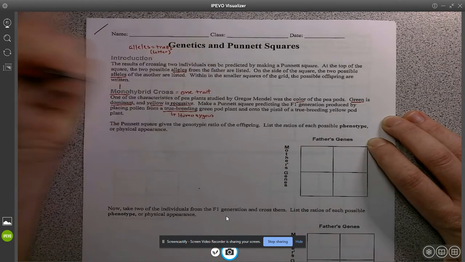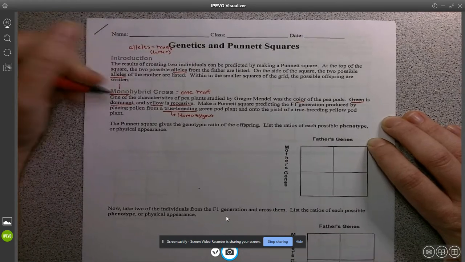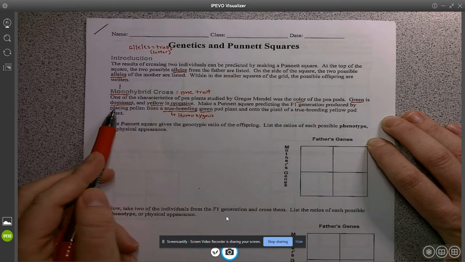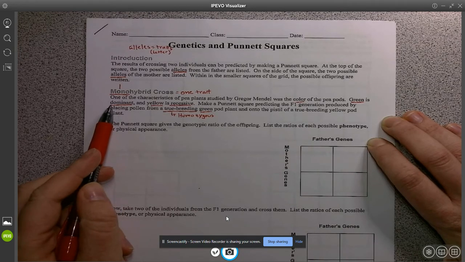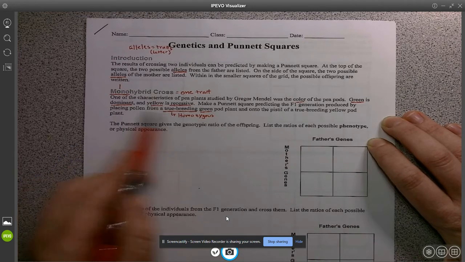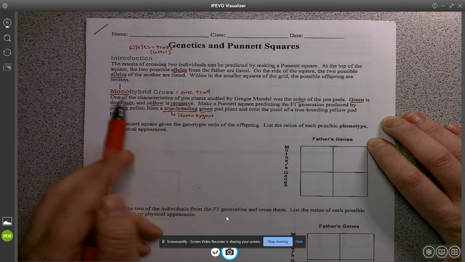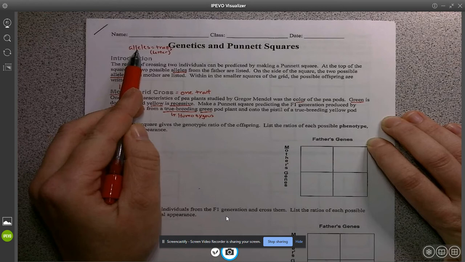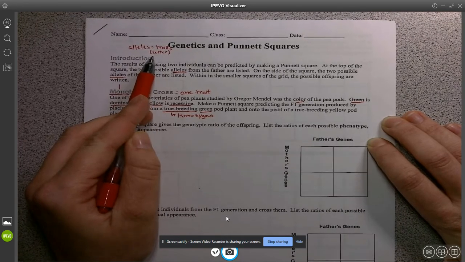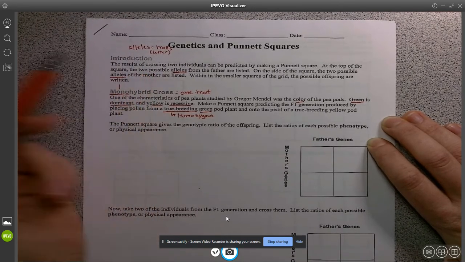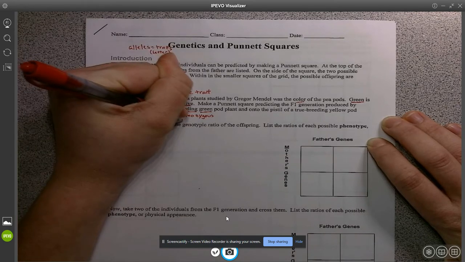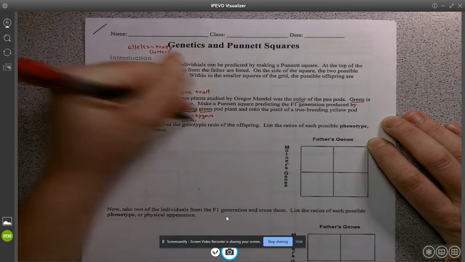All right, so we have homozygous for a green pod plant. So green is dominant. It says so right up here in my information. And if it's true breeding and homozygous, that means both my traits are going to be the same. Both my alleles are going to be the same. Both of my letters are going to be the same. It's green, so it's dominant. I'm going to put homozygous dominant. I'm just going to abbreviate DOM.